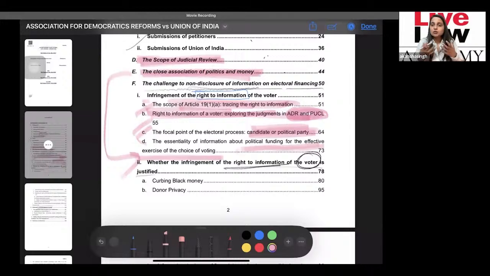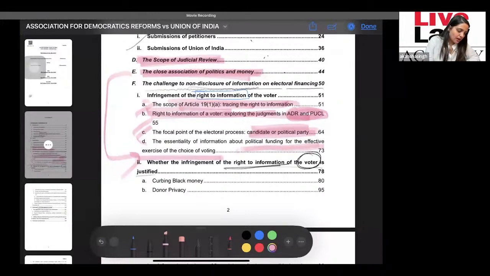Therefore, this disclosure of information becomes very essential and is an effective exercise for people to know who they are voting for, where the money is coming from, where the finances are coming from for that political party. It does fall within the ambit of electoral financing, and it does fall within the ambit of Article 19(1)(a). I hope this much is fine.